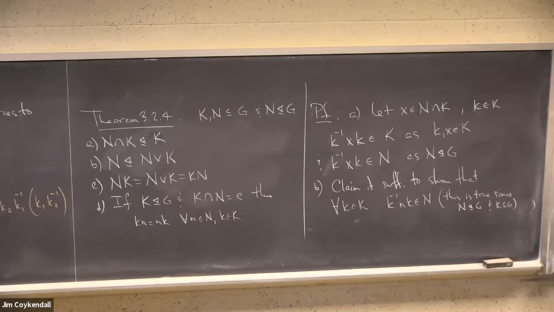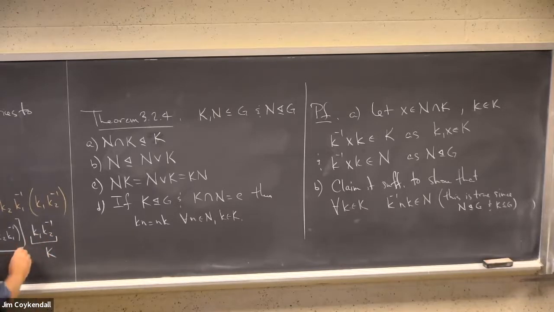Yes. Now, two elements on either side are in N, so N1 times that element, and then everything on the right is in K, so it creates one element. Good. This is K2, K1 inverse, into inverse, K2, K1 inverse, that's K1. This thing is in K.